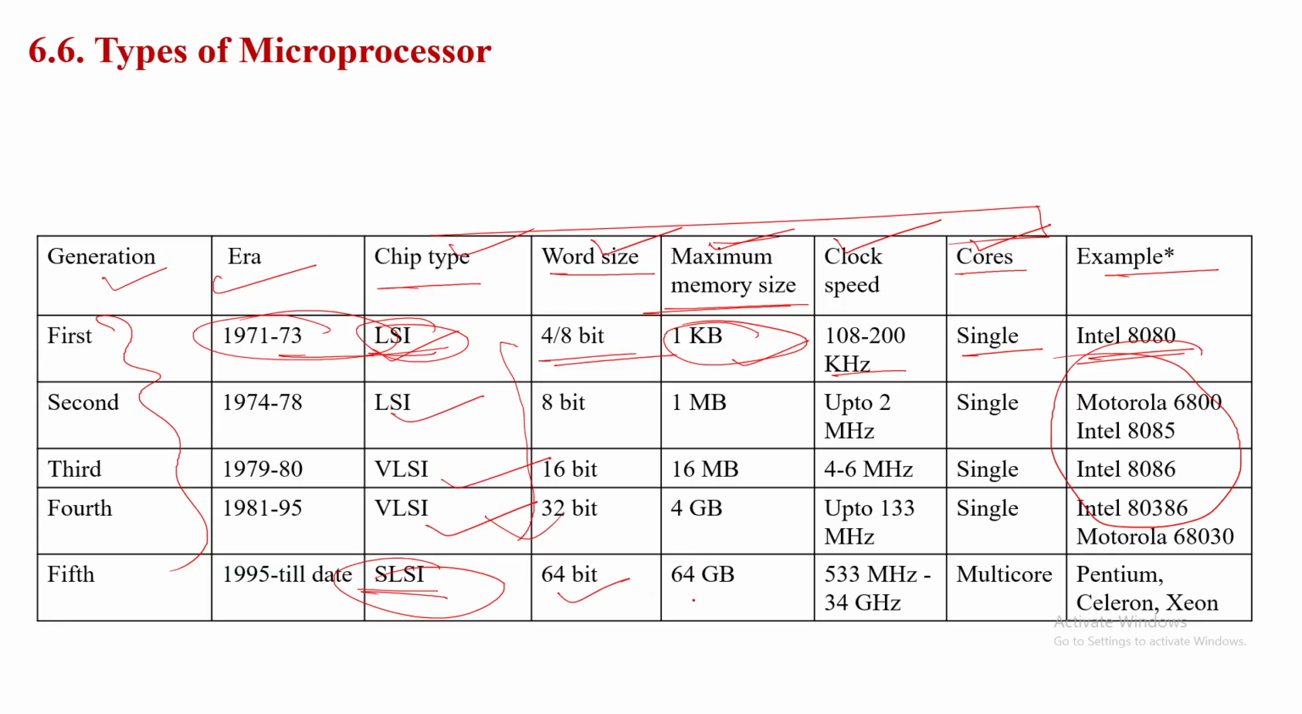Nowadays word size is 64 bit and maximum capacity is 64 GB, and we are using multi-cores for clock speed and cores. Our examples of microprocessors are Pentium, Celeron, Xeon. These are the examples of microprocessors. SLSI, tell me children in the comment section, what is the full form of SLSI?